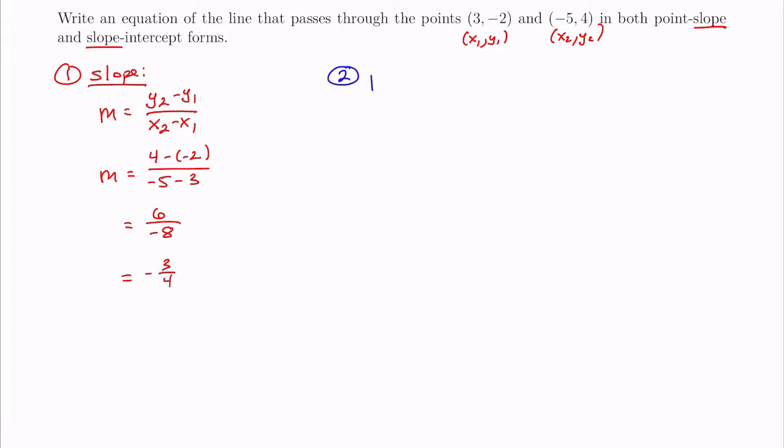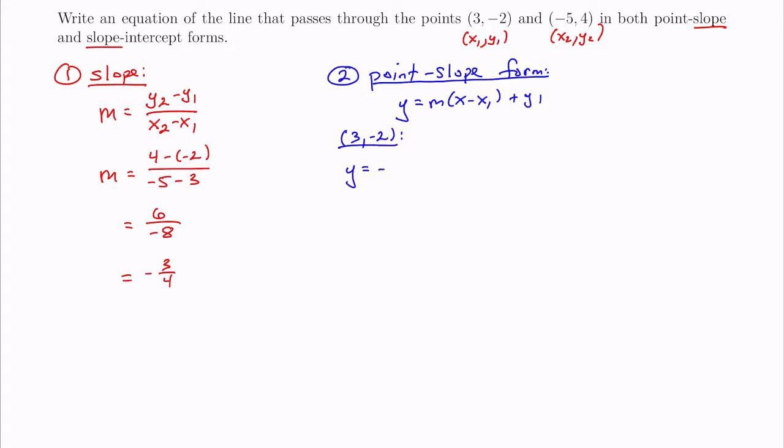To now use that slope to find the point-slope form of the equation, we first want to remind ourselves the point-slope form is y equals m times the quantity x minus x1, plus y1. And so were we to use the point (3, -2), our equation would become y equals -3/4, which is the slope, times the quantity x minus 3, plus -2, which we would just write as minus 2. So y equals -3/4 times the quantity x minus 3, minus 2.